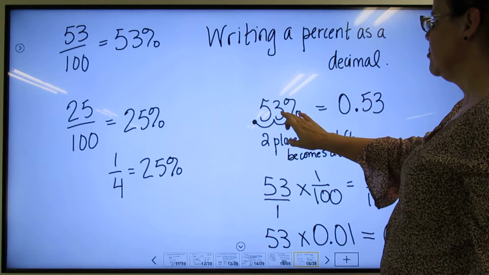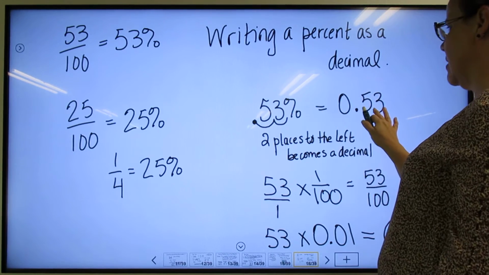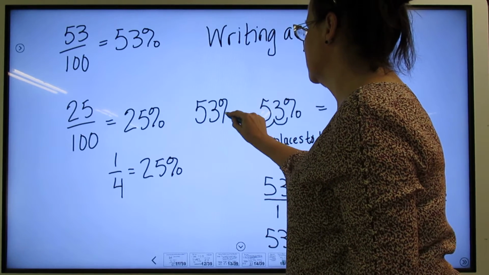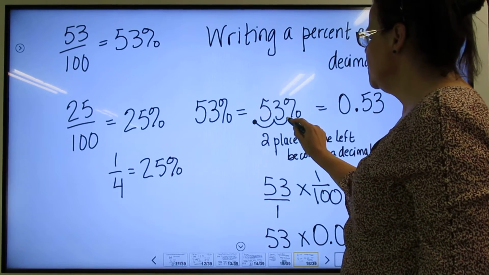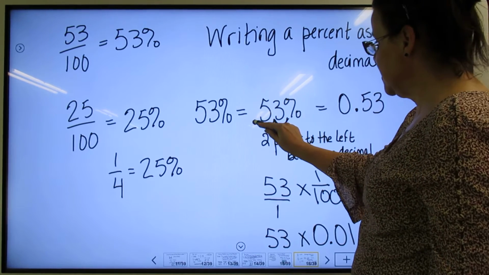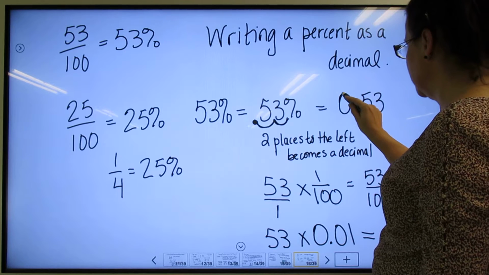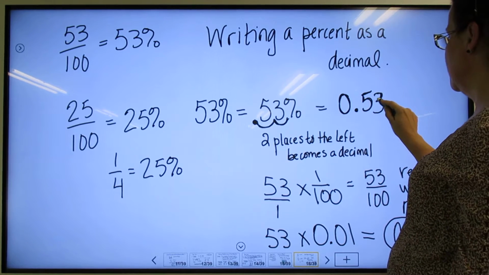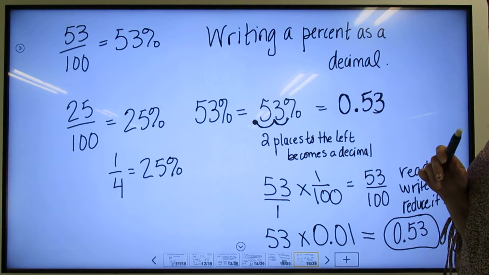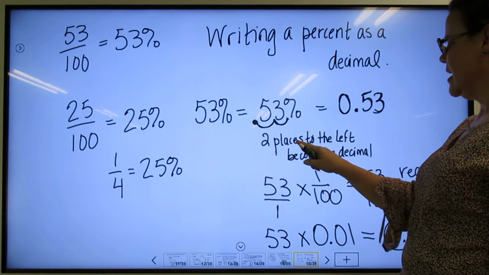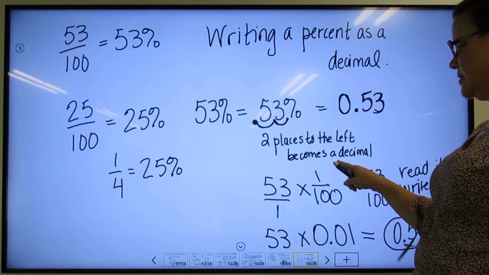So if you had 53% and you're going to write it as a decimal, I'll do this. You would move the decimal 2 places to the left. You would put in your decimal, put a 0 prior to it, drop the percent sign, and just write in 53. There's a fancier way of getting it. I kind of showed you here, but really, it's just 2 places to the left becomes a decimal.